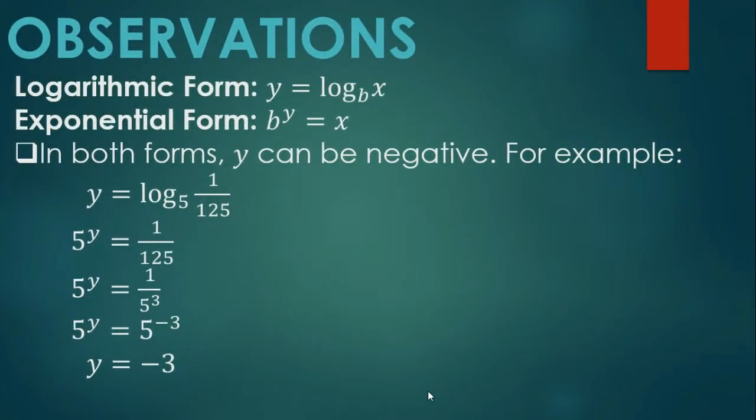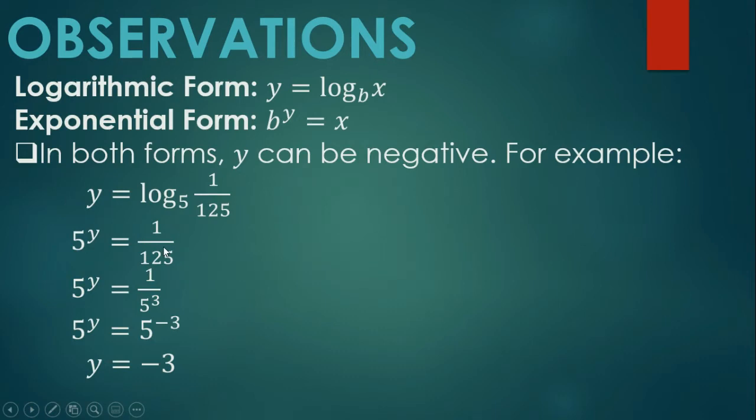In both forms, y can be negative. So take note of that. Si y, pwede siyang mag-negative. Pwedeng mag-negative yung exponent natin. Pwedeng mag-negative yung result sa ating logarithmic form. So for example, we have y is equal to log base 5 of 1 all over 125. If we try to transform this in exponential form, 5 will be the base, y will be the exponent, and 1 all over 125 is the answer.